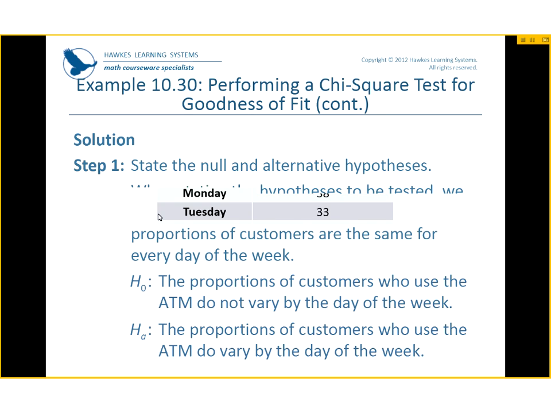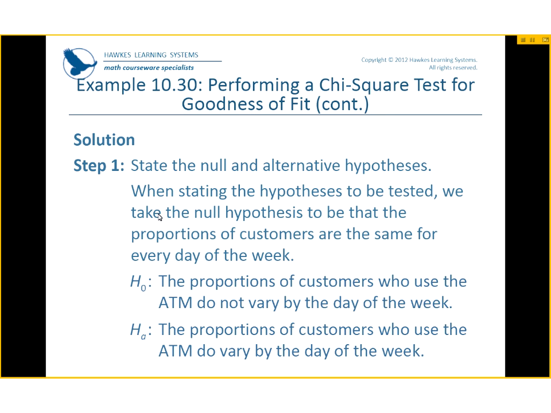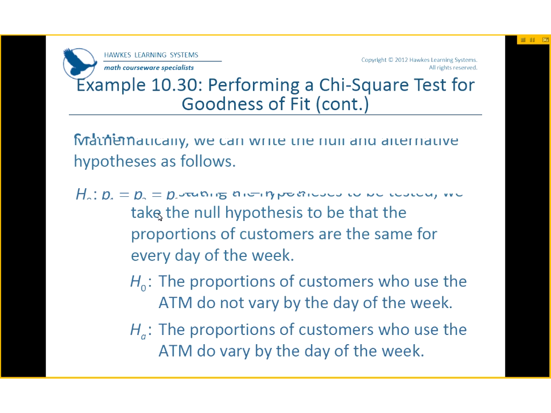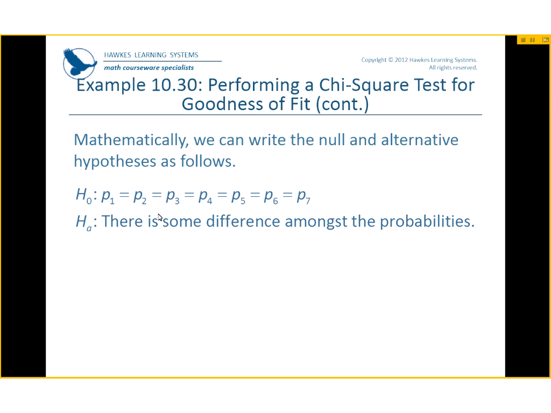Okay, so let's state our null and alternative hypotheses. The null is the proportion of customers who use the ATM does not vary by the day of the week. The alternative is the proportions of customers who use the ATM do vary by the day of the week. Let me put it in English for the null. The null means that the number of people that came to the ATM on Monday is the same as Tuesday, is the same as Wednesday, Thursday, Friday, Saturday, and Sunday. The alternative is saying that on at least one of those days there was a difference in people. You can write it mathematically as this. This is the easiest way to write it, okay?